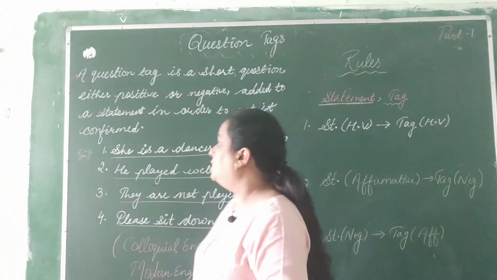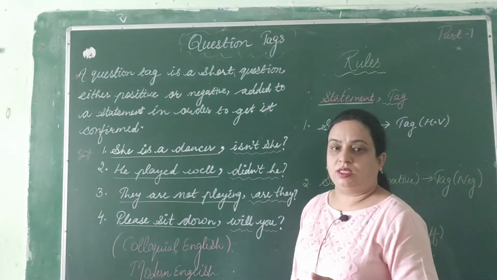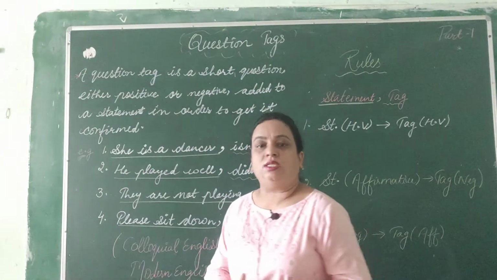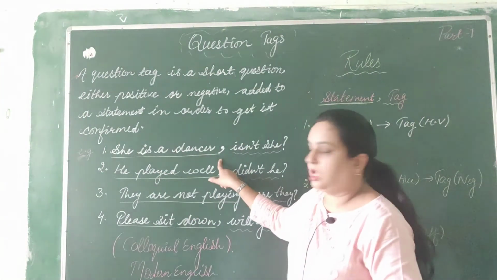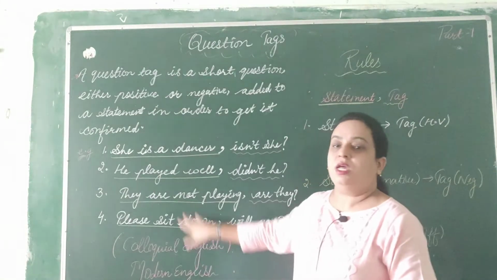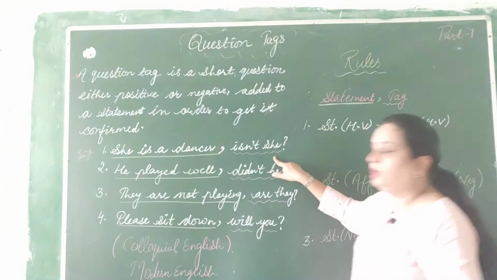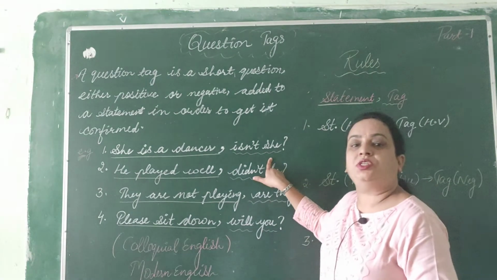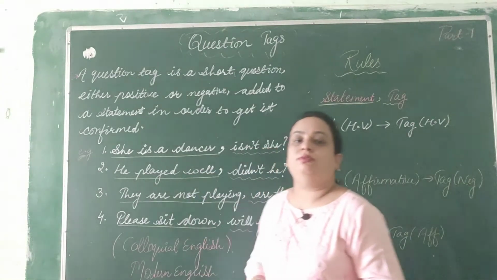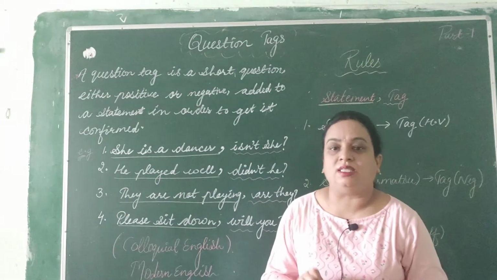Right. So let's understand this with the help of examples. See, I have written here 4 to 5 examples. So, she is a dancer. This is a statement. The portions underlined with yellow are the statements, and these pink ones are the question tags added to that. Right. So let's concentrate on the first sentence right now. She is a dancer.